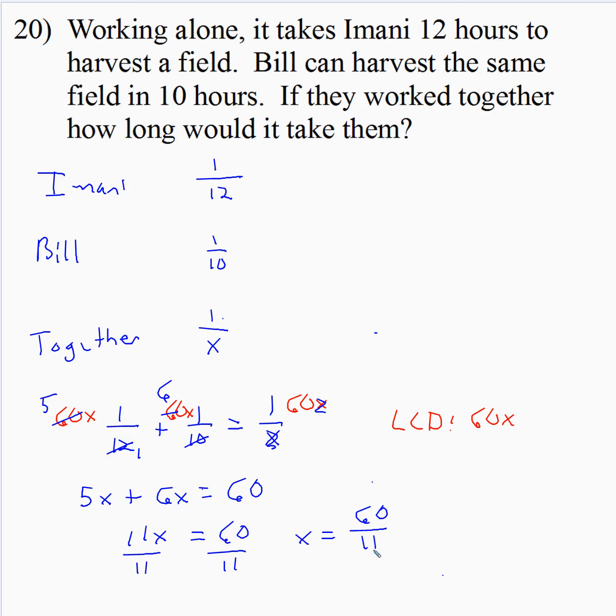Well, we're wanting to know how many hours, so let's change this to hours. We would divide, and we would get 5 hours, and we have a remainder. So we have 5 and 5/11ths hours. If you wanted to change this to minutes, what you could do is take 5/11ths, multiply it by 60, because there's 60 minutes in an hour, and that could take you down to the minutes on that.